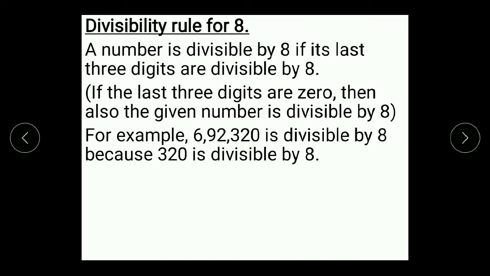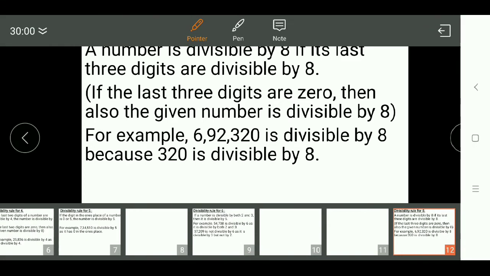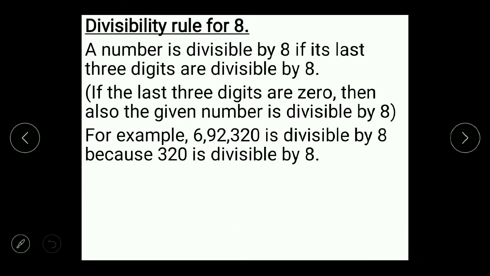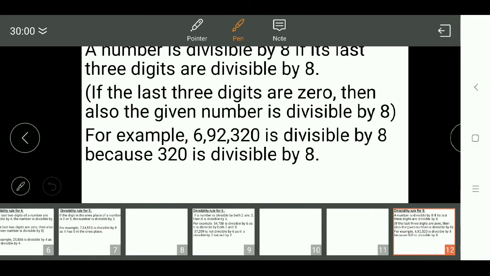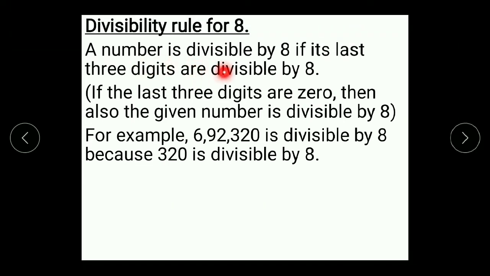A number is divisible by 8 if its last 3 digits are divisible by 8. So if the last 3 digits of a number are divisible by 8, then the given number is divisible by 8. And also if the last 3 digits are 0, then the given number is divisible by 8.